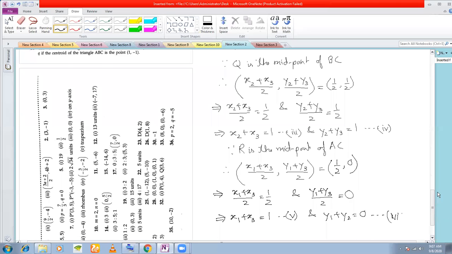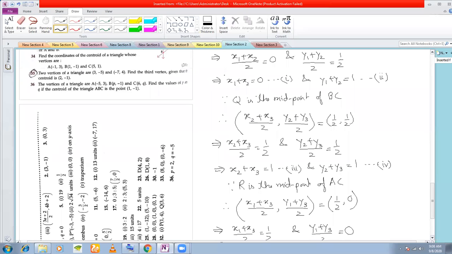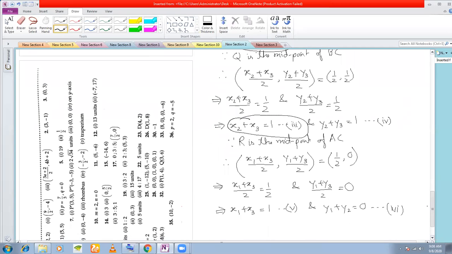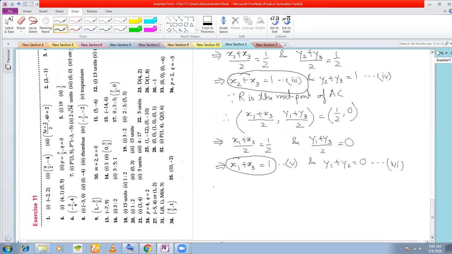Okay, so let us write these equations one below the other. What you see here is equation number 1 is in x1 and x2. Equation number 3 is in x2 and x3. And equation number 5 is in x1 and x3. Let us write these together. Okay, so we have the following sets of equations.